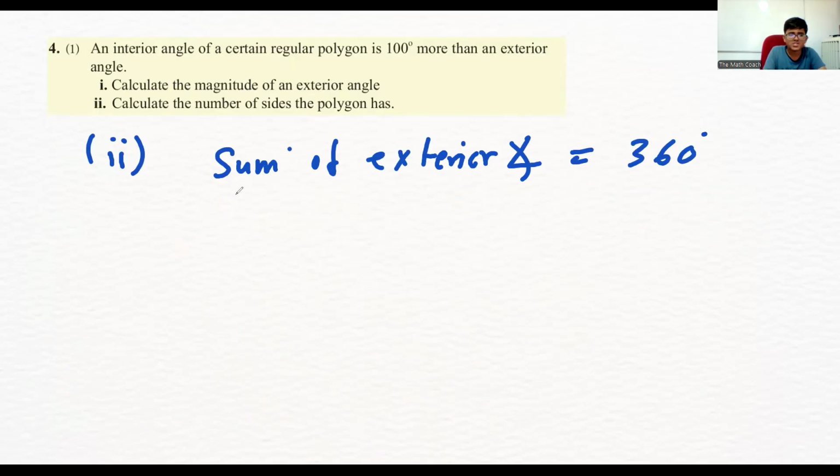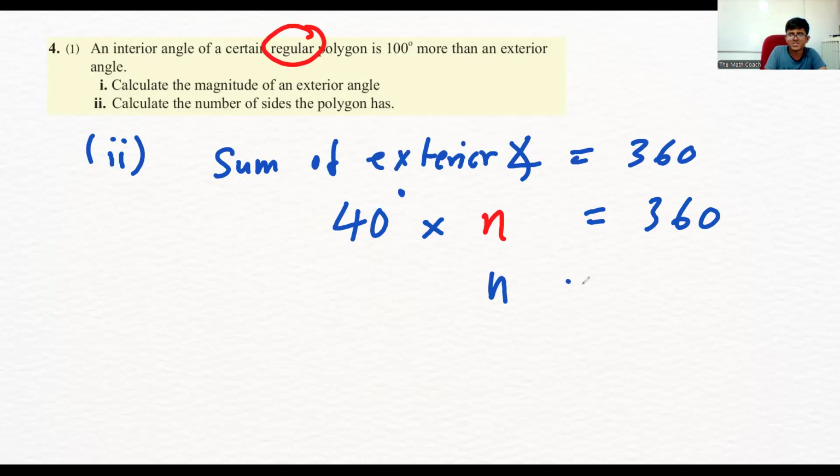So what is the exterior angle that we found earlier? 40 degrees, right? But we are multiplying it by the number of sides, because each and every exterior angle of a regular polygon is 40 degrees. Let's take the number of sides as n. So 40 times n is equal to 360. Therefore, n is equal to 360 divided by 40, and we have 9 sides.